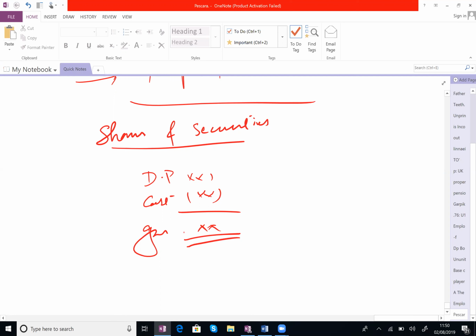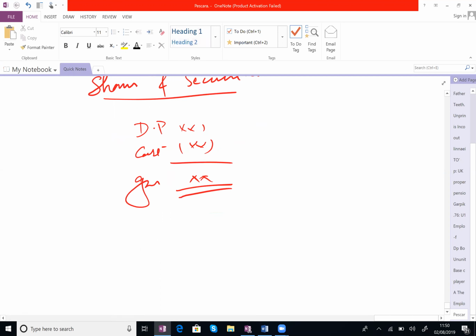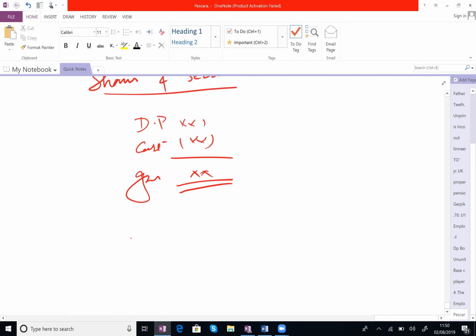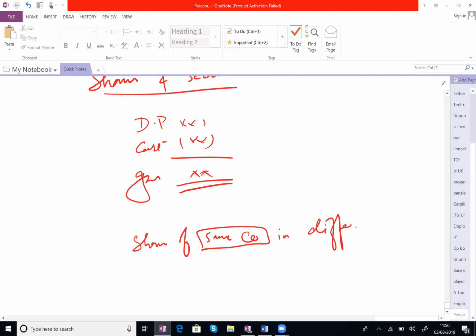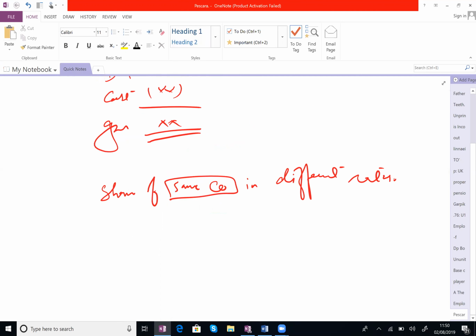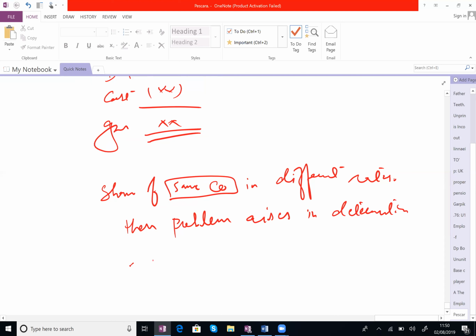But the problem arises when you have shares of the same company at different rates, multiple rates. Then the problem arises in the determination of the cost of shares sold.